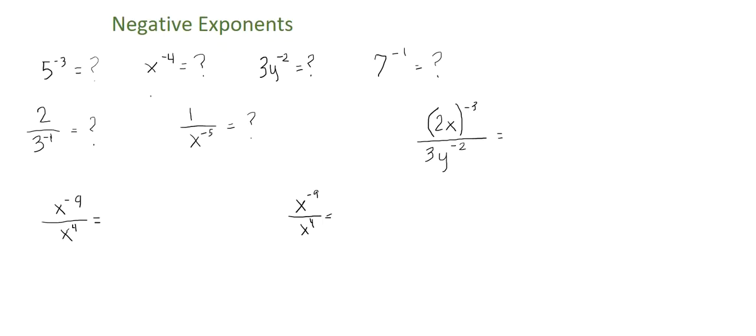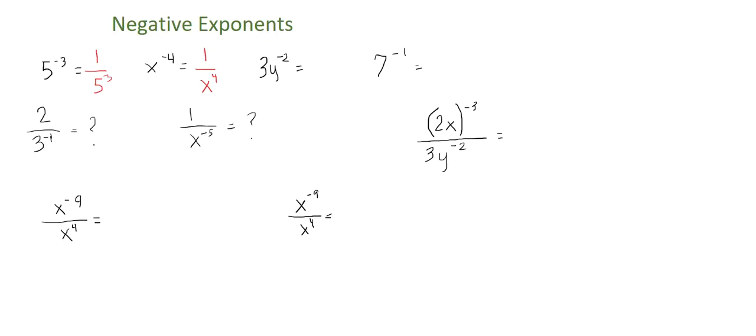I'm going to show you a bunch of examples on how we simplify negative exponents. So we're going to see that the negative exponent and its base always move to the bottom of a fraction, and the exponent becomes positive. So for this one, this becomes 1 over 5 to the positive 3. And x to the minus 4 becomes 1 over x to the positive 4.